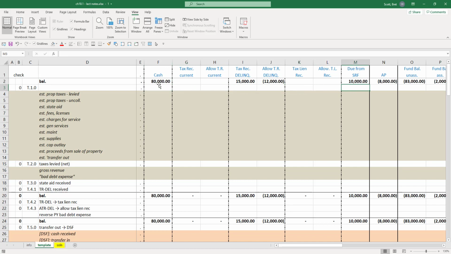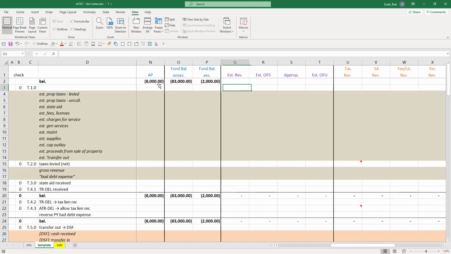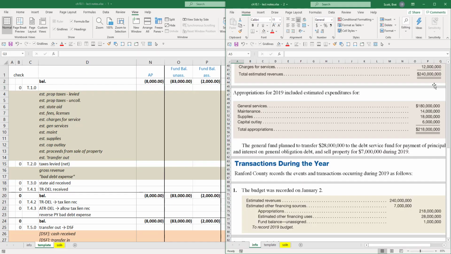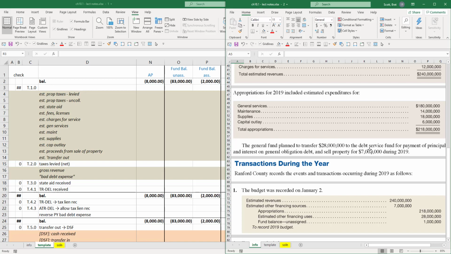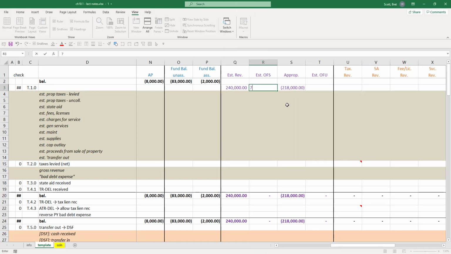The first journal entry says, hey, we're going to do a budgeted journal entry. And granted, they tell us that there is 240,000 total estimated revenues and 218 total estimated expenditures. So debit 240, and then minus 218. Okay. What else did they give us? These other incidental things are going on. So other financing sources, 7 million and the 28 million. So 7, which we expect to get from selling a piece of equipment, and we're going to transfer out 28 million to the debt service fund.